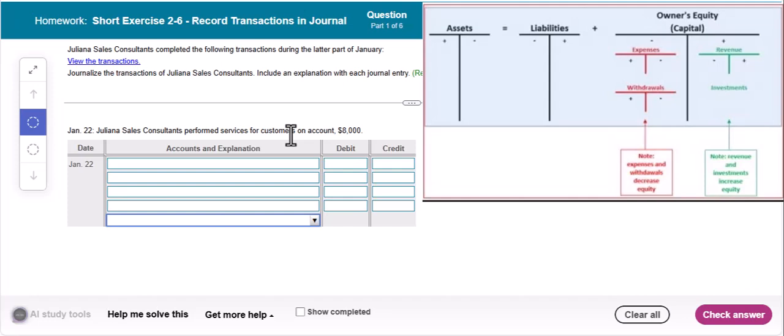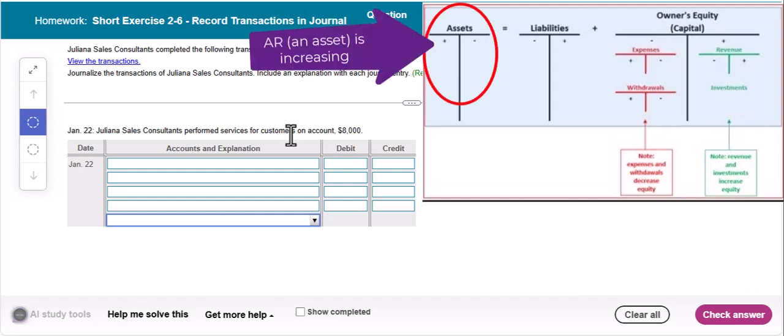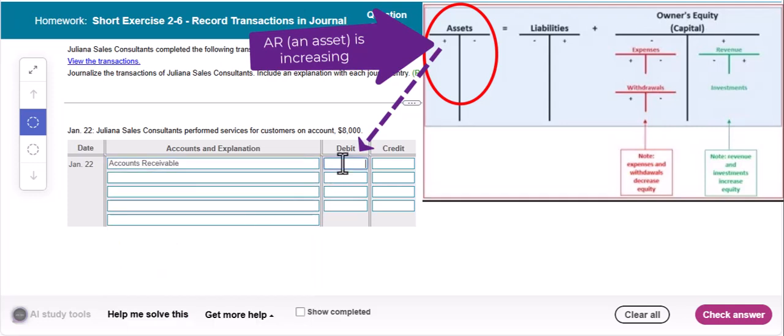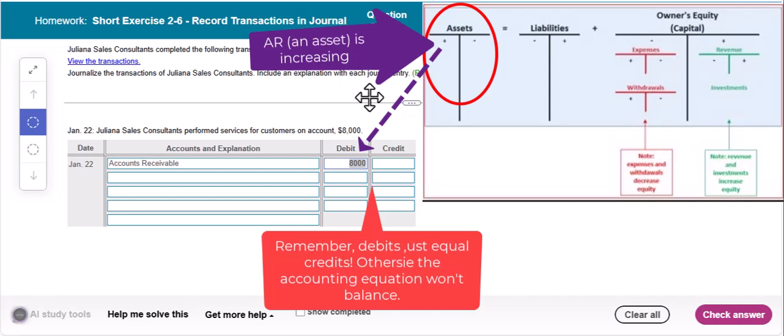And accounts receivable is what type of an account? It is an asset. So our accounts receivable is increasing or decreasing? It's increasing. Therefore, assets increase on the debit side. So we're going to go ahead and record accounts receivable as our debit account first. And that's for $8,000. And then we're going to go ahead and copy that into the credit field here as well.